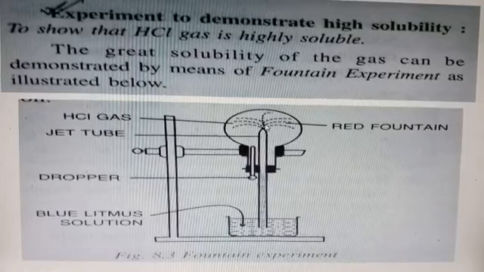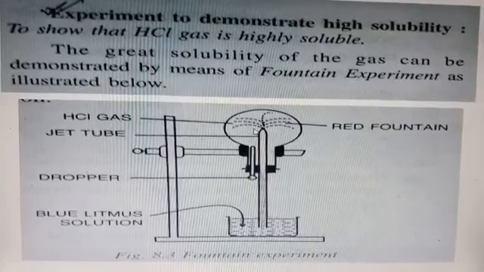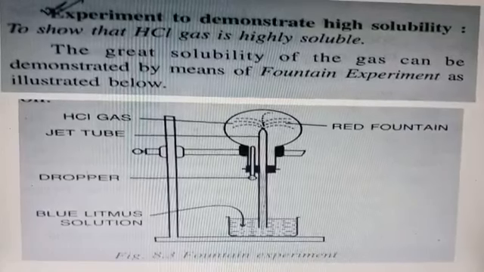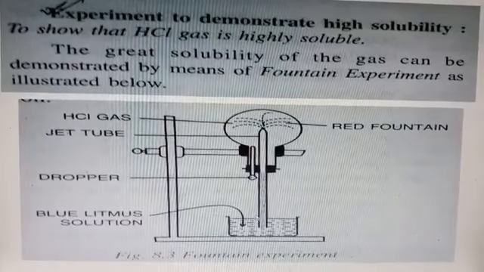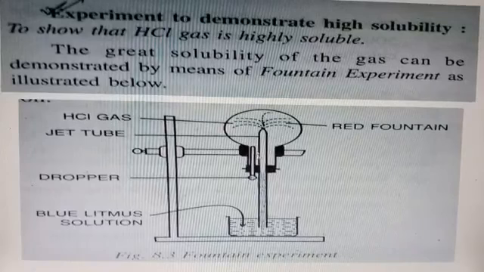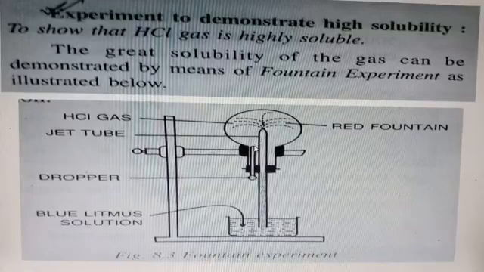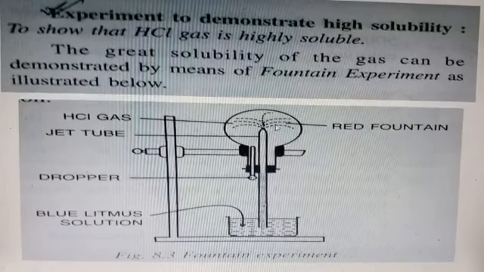So HCl gas present in the flask dissolves due to its high solubility, thereby lowering the pressure inside. The pressure inside will be lower and the outside pressure is higher, because hydrogen chloride gas is dissolved in water. So the outside pressure being higher pushes the blue litmus solution, which turns red due to the acidic nature of hydrogen chloride gas. So why is this becoming red? Because of the acidic nature of hydrogen chloride gas.